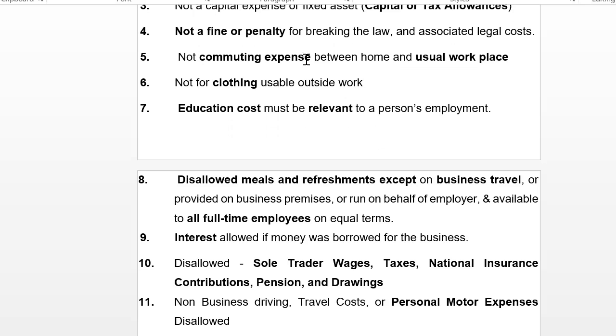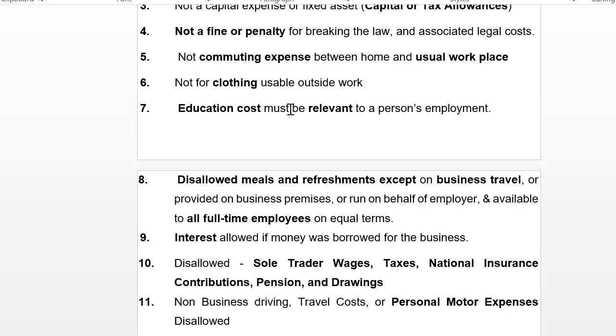Number five, it should not be a commuting expense between home and the usual place of work. For the unusual place of work, it's allowed. Transport, accommodation, meals, all that is allowed if you're going to an unusual place of work, business trip, and so on. But if it's a common, usual, daily routine, then it's not allowed for tax purposes.